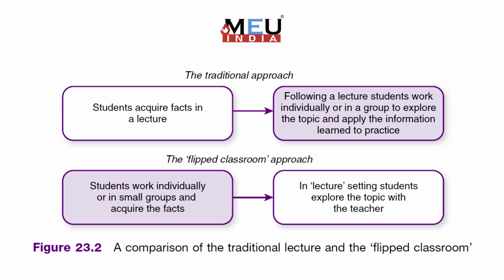The traditional approach. Students acquire facts in a lecture. Following a lecture, students work individually or in a group to explore the topic and apply the information learned to practice. The flipped classroom approach. Students work individually or in small groups and acquire the facts. In lecture settings, students explore the topic with the teacher.